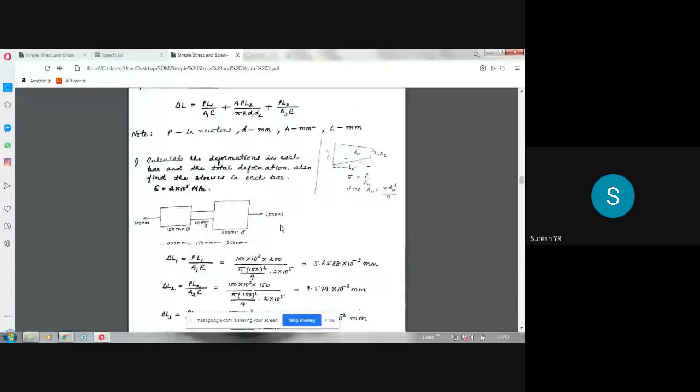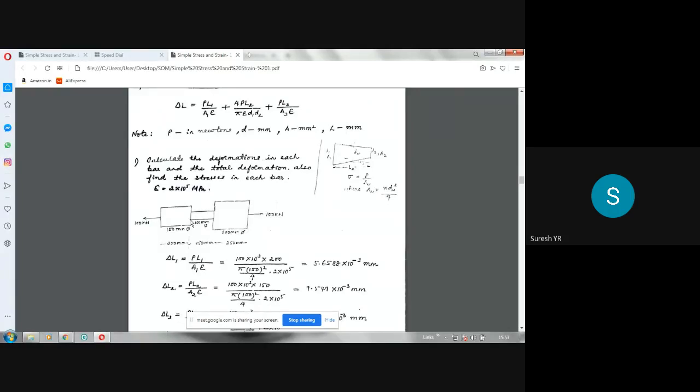Here, this is how the problem will be. Calculate the deformations in each bar and the total deformation. Also find the stresses in each bar. So take E is equal to 2 into 10 power 5 Newton per mm square or MPa, megapascal. That is steel. For steel, that is the value of E.